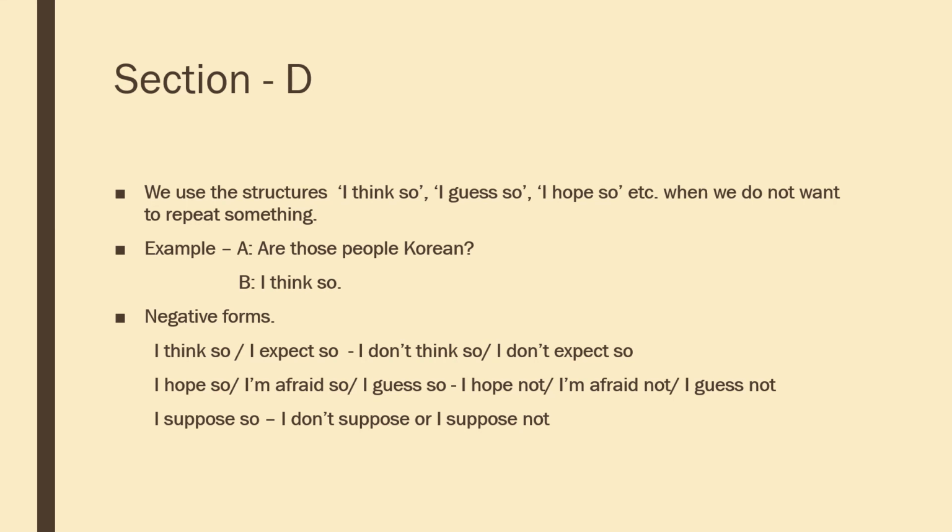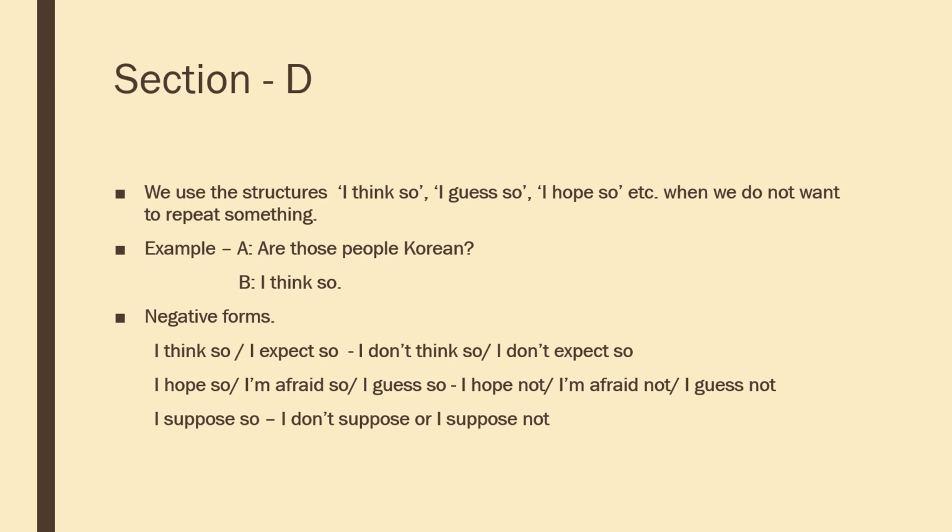According to section D, we use the structures I think so, I guess so, I hope so, and etc. when we do not want to repeat something. For an example, A asked, are those people Korean? B said, I think so. That means, I think they are Korean.